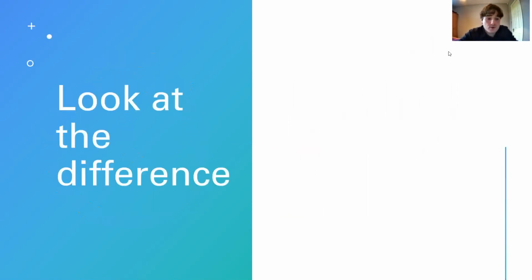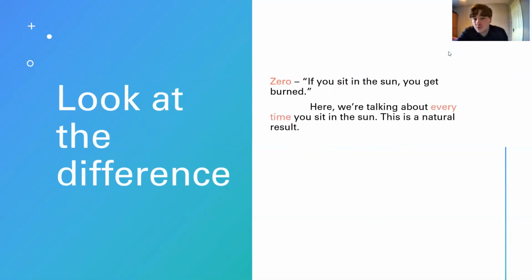Okay. So really quickly, let's look at the difference. So in the zero and the first. Zero conditional. If you sit in the sun, you get burned. Yeah. Here, we're talking about every time you sit in the sun. And we're talking about the natural result, the general time, nothing specific. First conditional, if you sit in the sun, you will get burned.